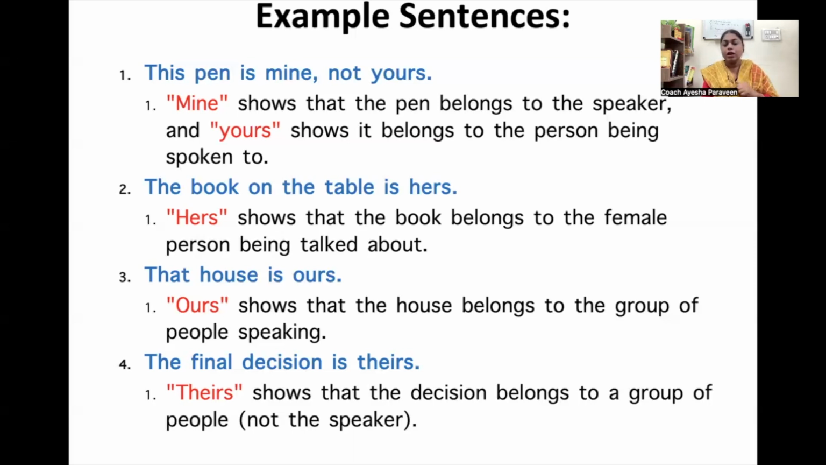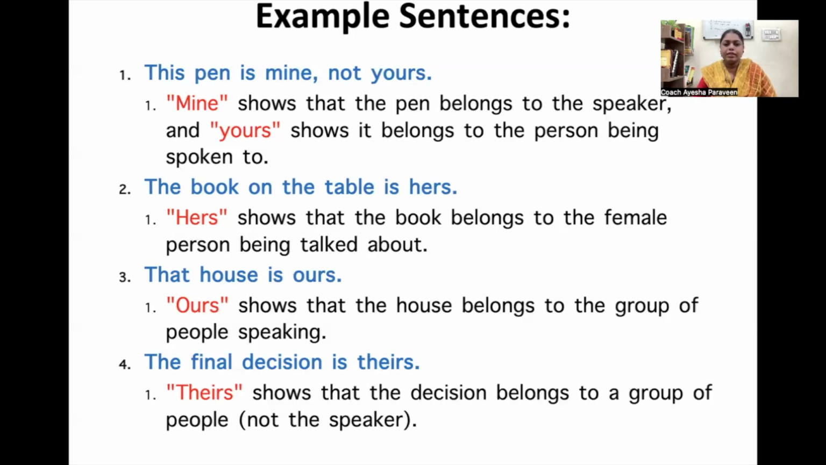That house is ours. Ours shows that the house belongs to the group of people speaking. So here ours includes the speaker along with the other people. There is a group of people and the speaker is also included. So the word ours indicates that the house belongs to the person who is speaking as well as the other people.